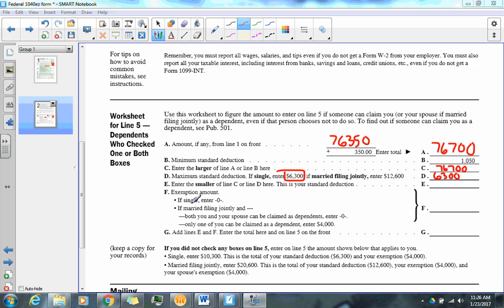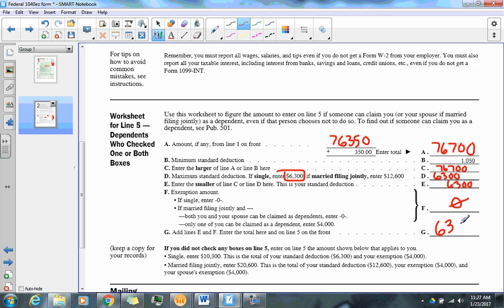So exemption amount, if we're single, enter 0, which we are. Oops, I forgot to do E. Enter the smaller of line C or D. So C or D, I'm entering the smaller, which was 6,300. Sorry about that. I skipped that for an example. All right, add lines E and F. So E and F is going to be 6,300.